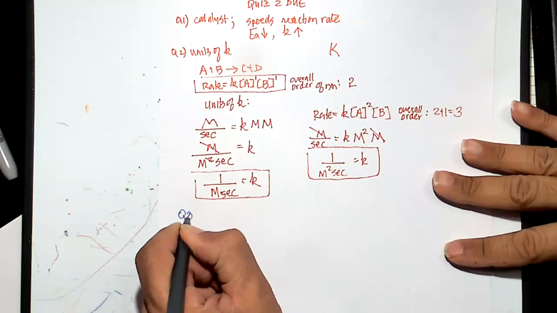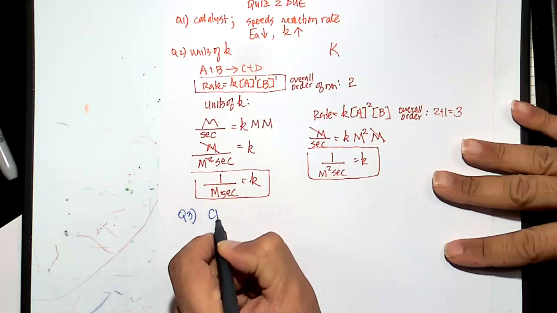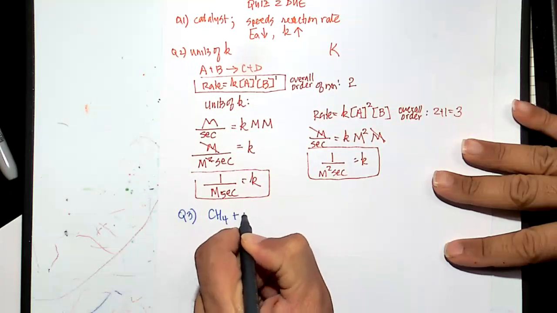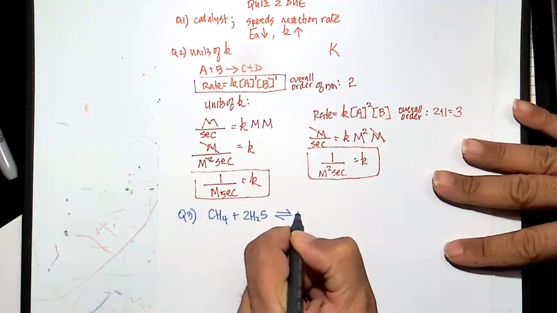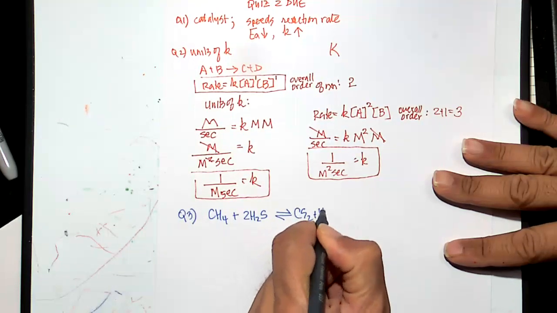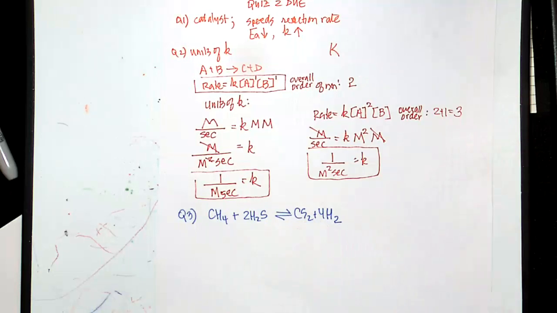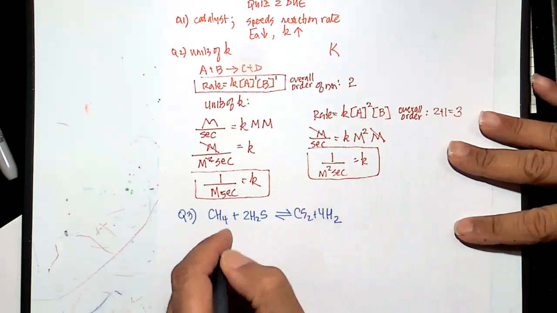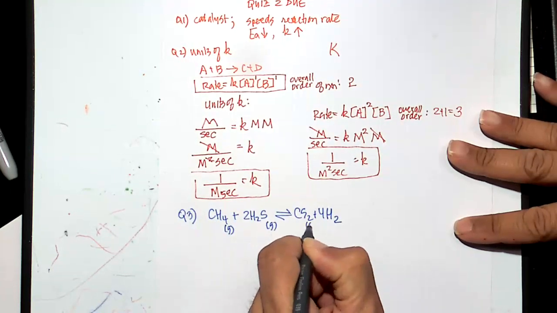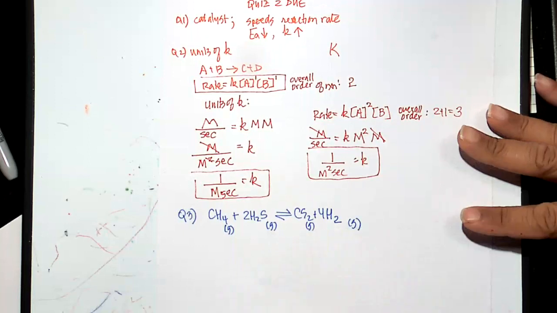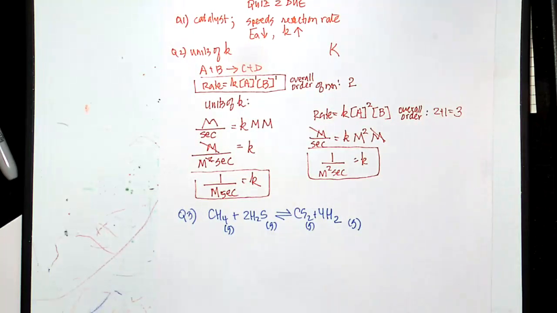Moving ahead here, let's say I give you this reaction, CH4 plus 2H2S is in an equilibrium with CS2 plus 4H2. Okay, so that is your reaction. And these are all gases. Okay. And the whole thing holds 250 ml.